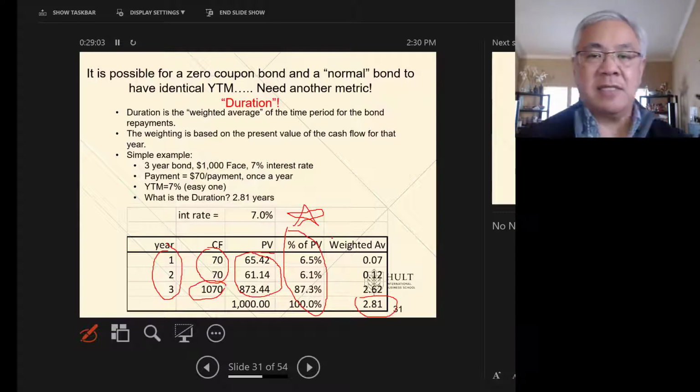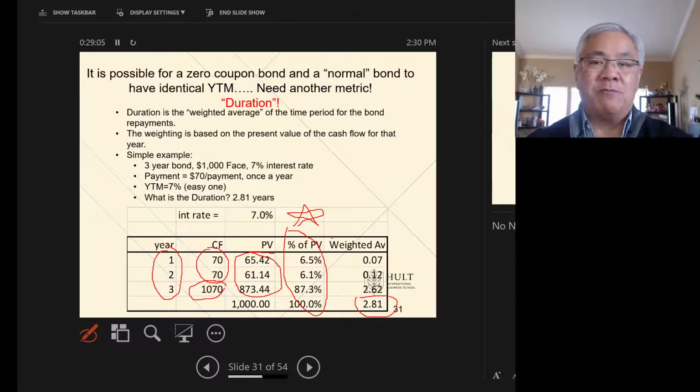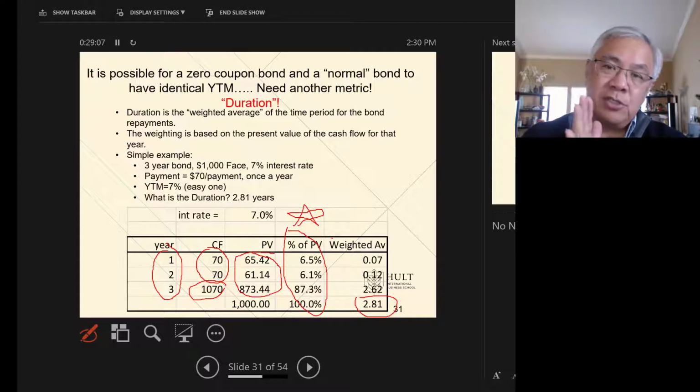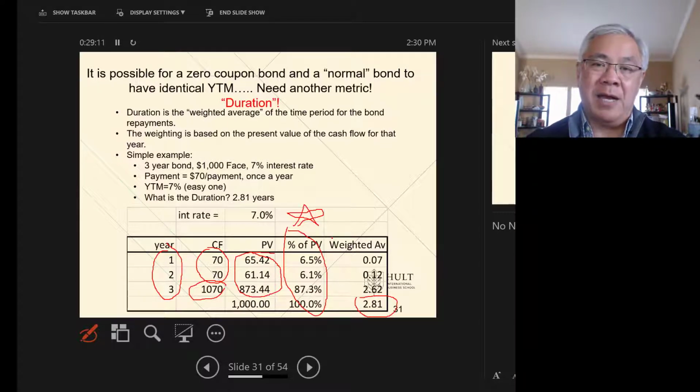Now notice it's not 3 because we're getting some money which pulls it toward 0 or toward 1, right? And not much, it pulls it to 2.81.